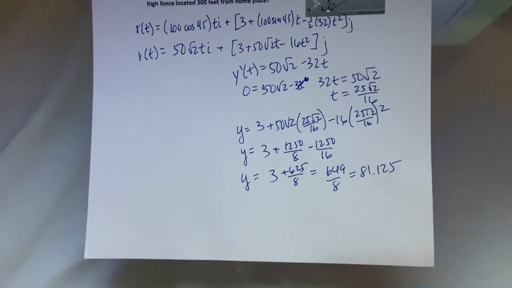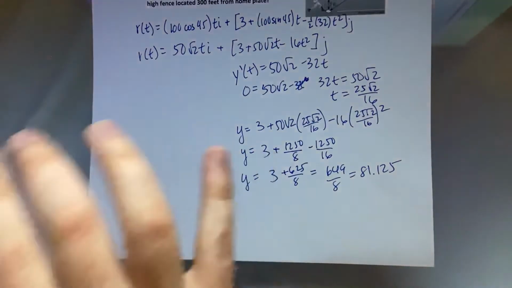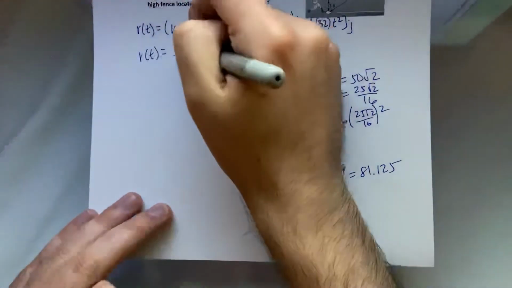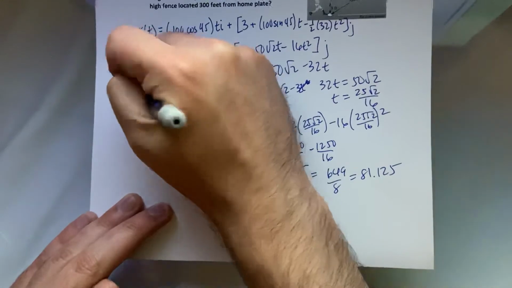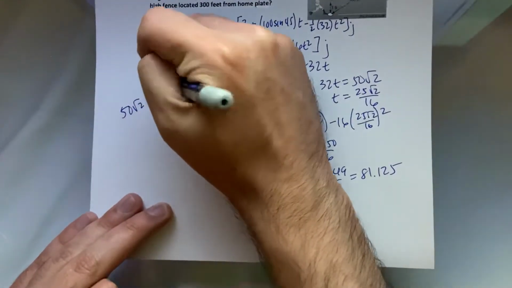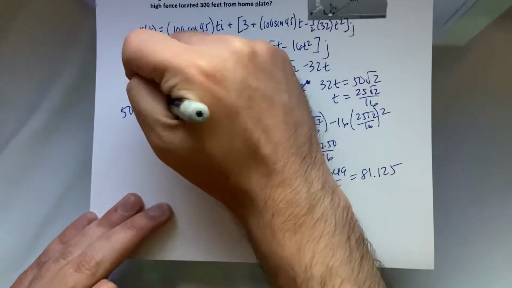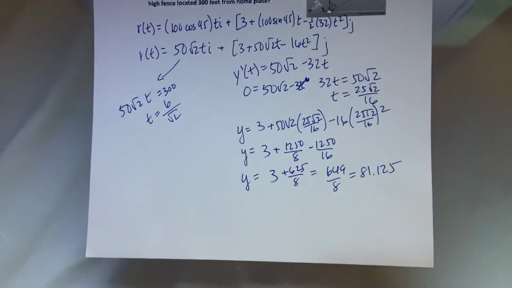It says, will it clear a 10-foot high fence located 300 feet from home plate? So we really need to find how long t is. 300 feet from home plate means I can use this to find my t. So 50 square root 2 t equals 300. When t is divided, that's 6 over square root of 2. I can plug that back in for the height and see if the ball is still high enough to clear the fence.